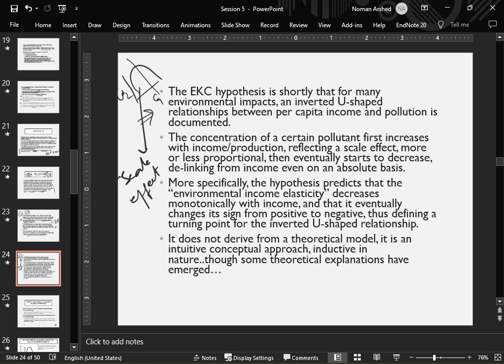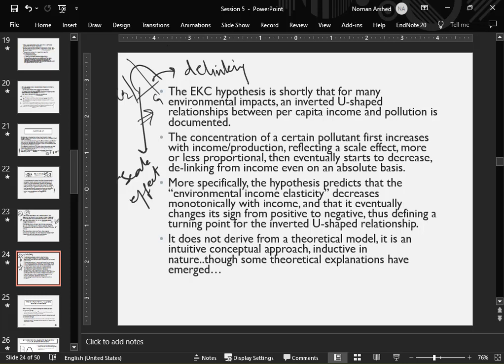Okay, and more or less proportional, then eventually start to decrease and delinking from income even on the absolute basis. So this portion will be the delinking. More specifically, the hypothesis predicts that environmental income elasticity decreases monotonically with income, and that it eventually changes its sign from positive to negative, thus defining a turning point in the U-shaped relation.